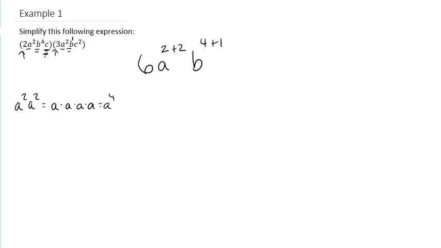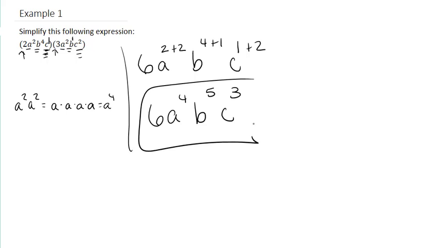And then lastly, we would look at c. So we have c to the 1 power times c to the 2nd power. So you have c to the 1 plus 2. So when we add all the exponents together, we have 6a to the 4th, b to the 5th, c to the 3rd. And this would be our simplified version of this expression.